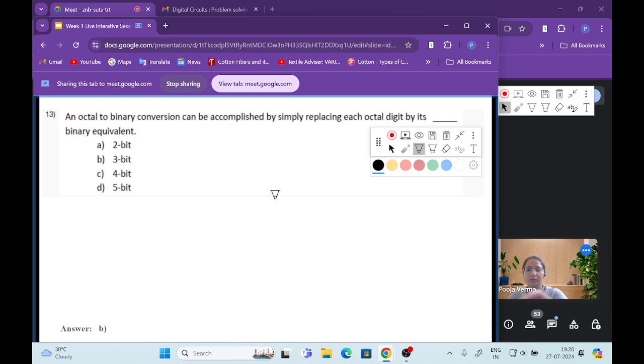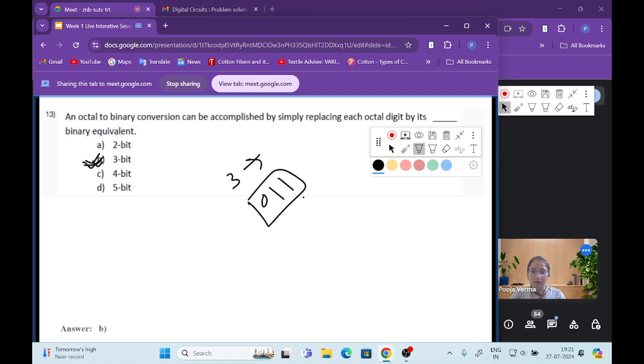Okay. So for octal representation, for example, if we want to represent 3 in an octal number system, how will you represent it? You will represent it by 0, 1, 1. This is a 3-bit number of binary digits. So option B is the correct answer. Each octal digit is represented by 3 binary equivalent bits.